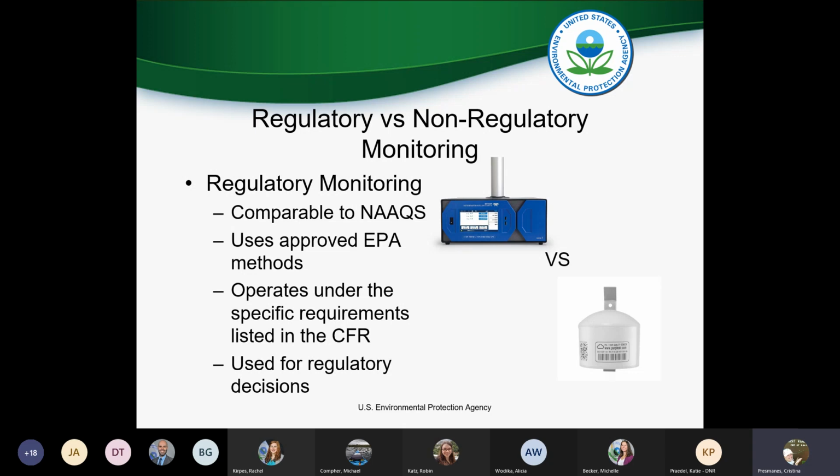Along with the use of these specific instruments, regulatory monitoring requires independent checks with devices not used during routine operation, separate personnel to operate this, and devices that can go back to NIST, the National Institute of Standards and Technology, traceable devices.